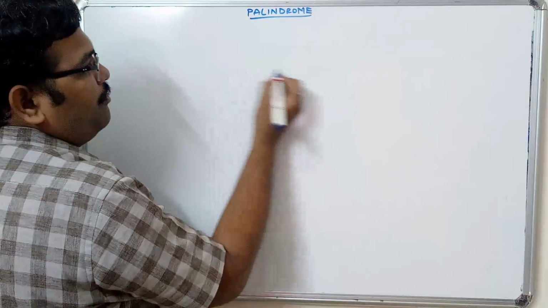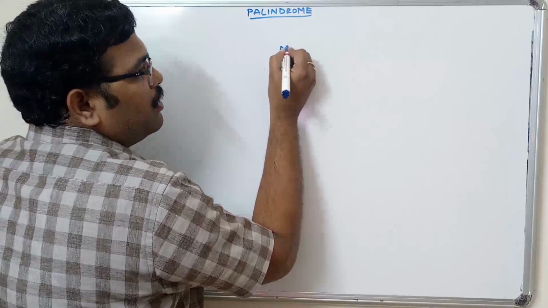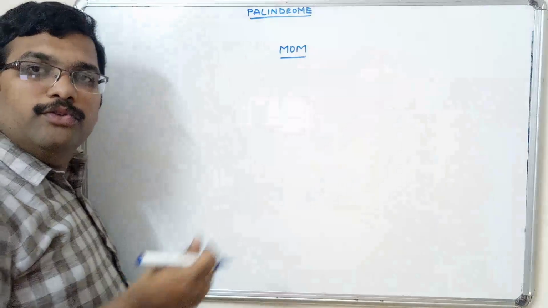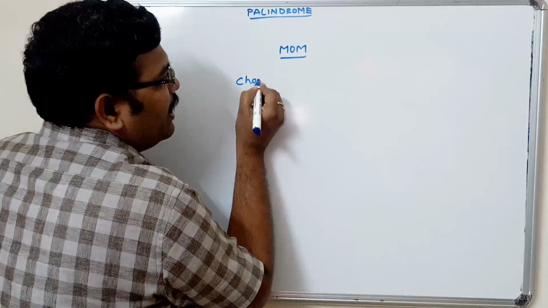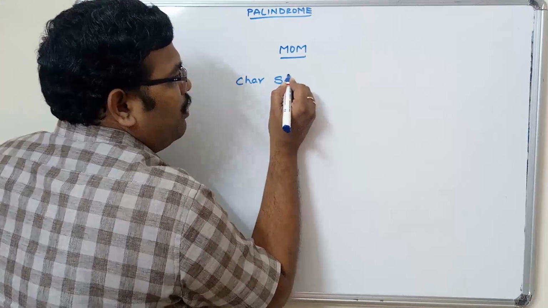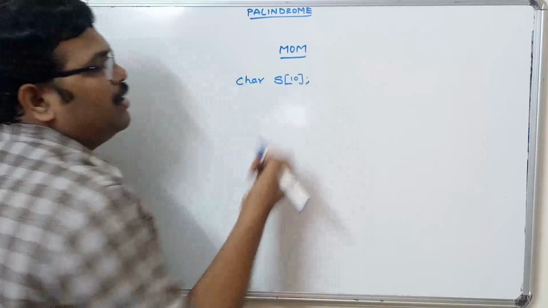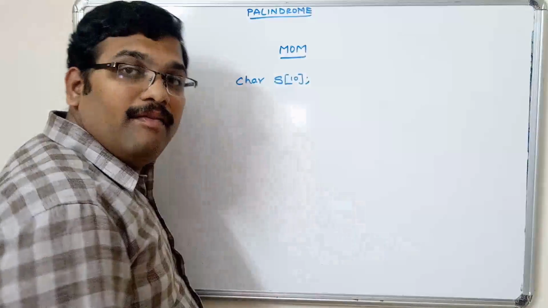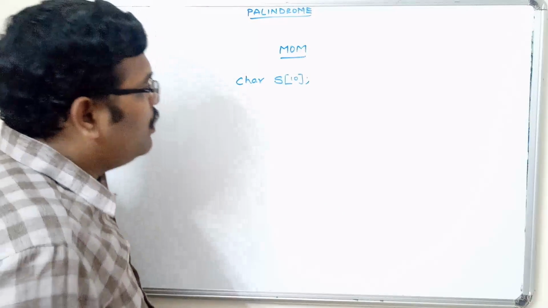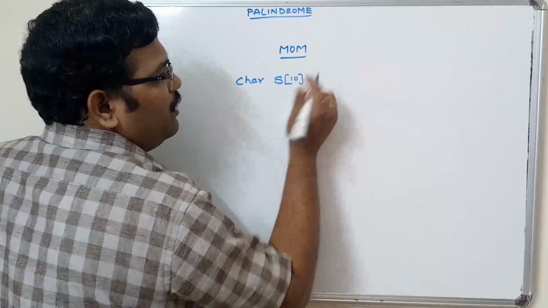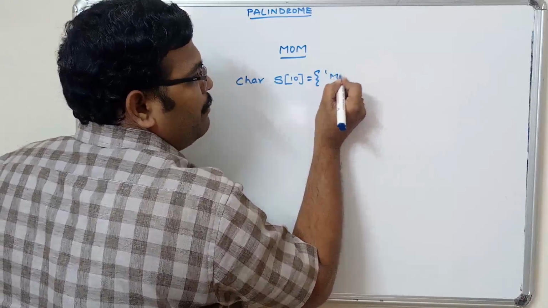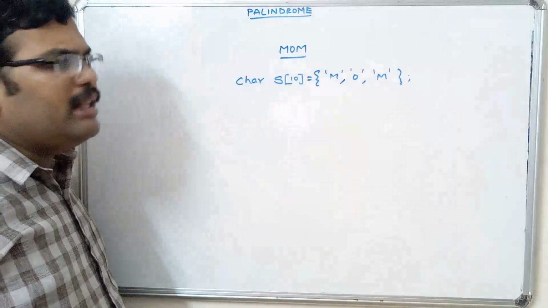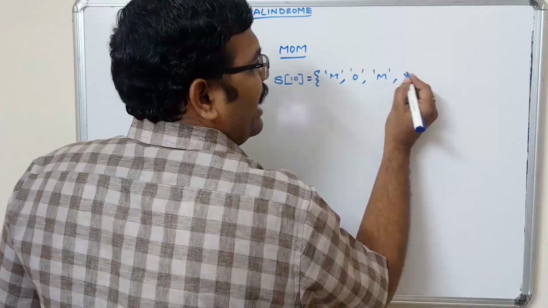If you want to store the word mom, this can be stored using a character array. We have to declare a character array S of size 10. So S is a character array which can hold a maximum of 10 characters. Here we have only 3 characters. Now, as we know, we can directly initialize it: M O M, and the last one is a null character.